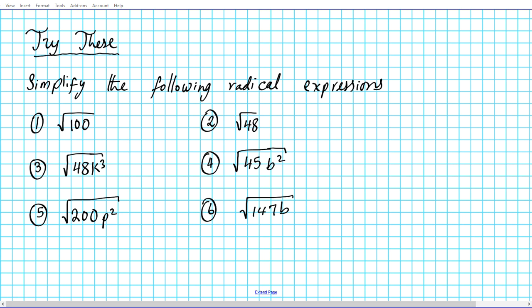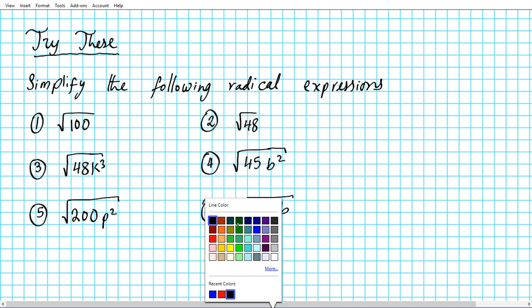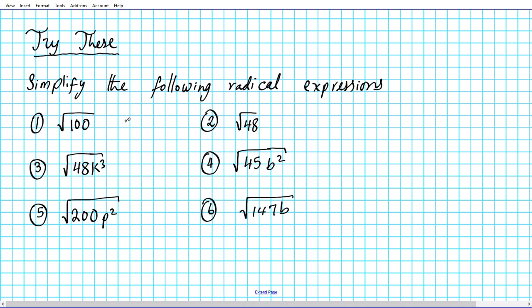Alright, hopefully you had a chance to work on the problems. The answers to the try these problems are: number 1 is 10. Number 2 is 4 root 3. Number 3 is 4k root 3k. Number 4 is 3b root 5. Number 5 is 10p root 2. And then the last one, number 6, is 7 root 3b. Okay?